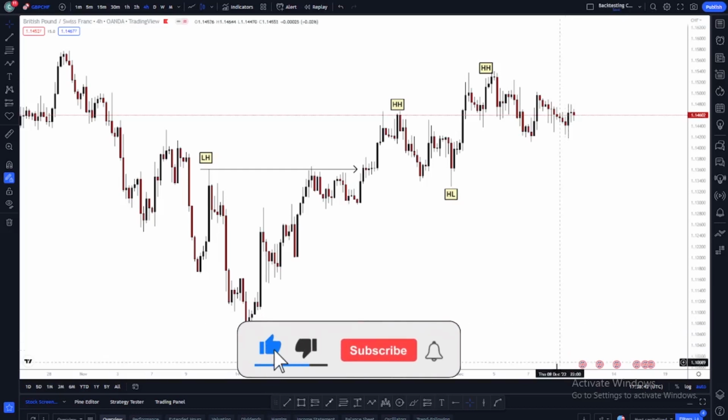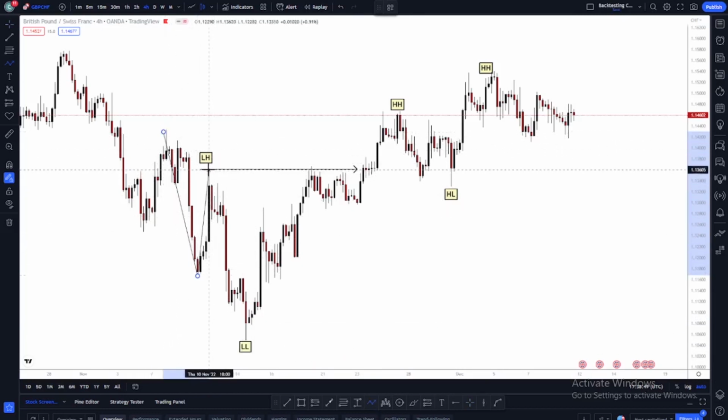We first need to identify our market structures. So first of all, price comes back to create this lower high. Okay, so after it creates this lower high, what does it do next? It comes back down to create this lower low. Do you get me? After it creates this lower high, what does it do? It comes down to create this lower low.